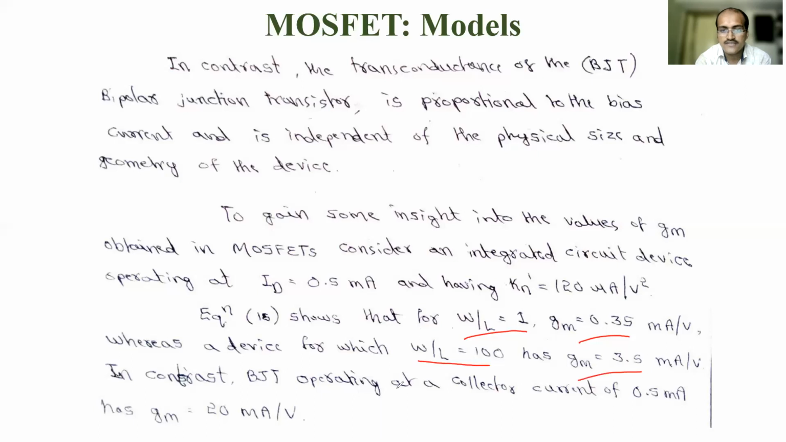In contrast, BJT is not like that; in the MOSFET there is a change. A BJT operating at a collector current of 0.5 milliamp has GM equal to 20 milliamp per volt. So compared to BJT, MOSFET has much less transconductance. It is one of the advantages used in integrated circuit manufacturing. I included this point just to tell you that. So these are the things about the MOSFET models. Now we have a problem.